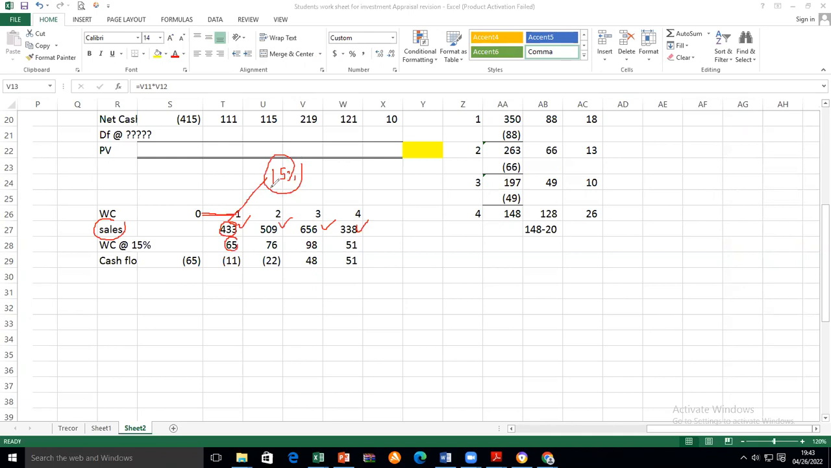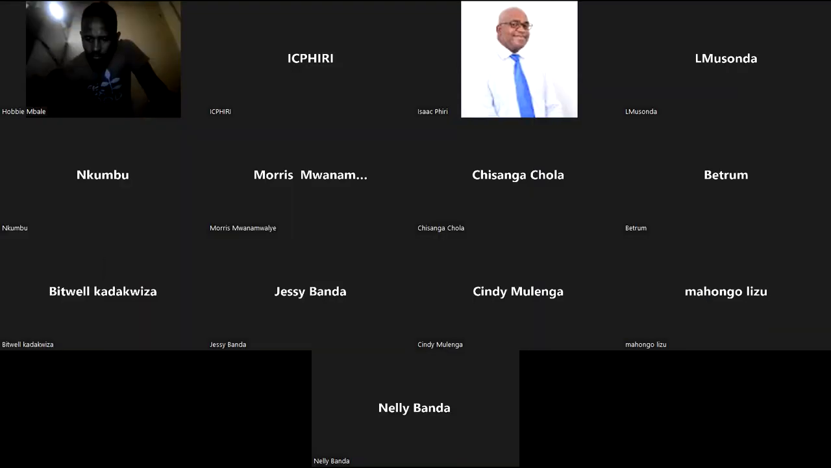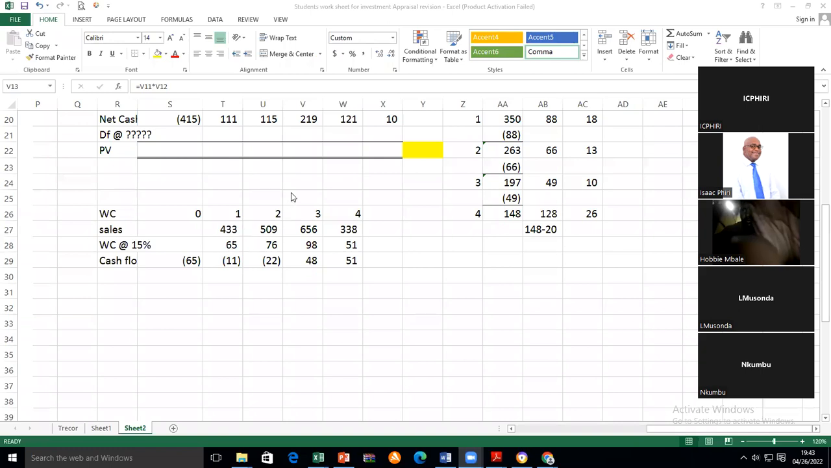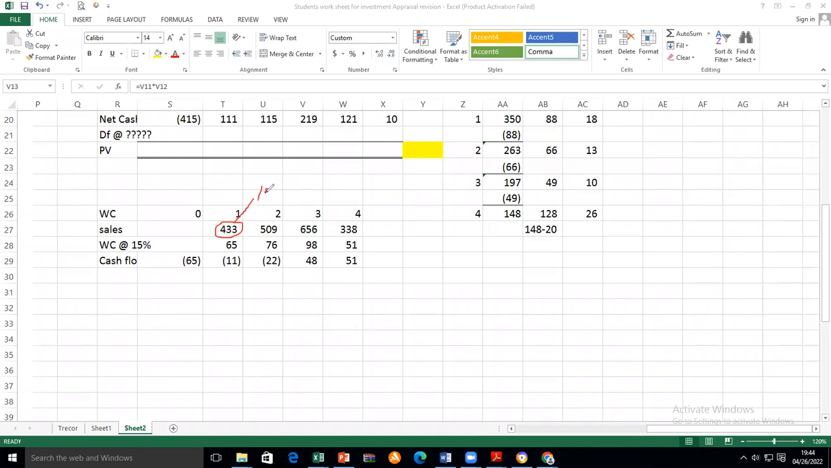That is how I calculate working capital. So when you do the multiplication, what do you find? 433 multiplied by 15%. What do we find? 64.95. Yes, rounded off, 65.